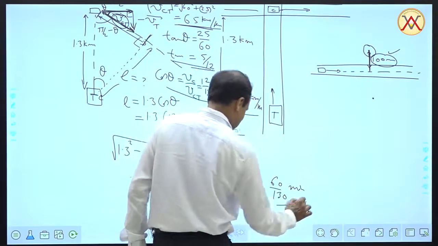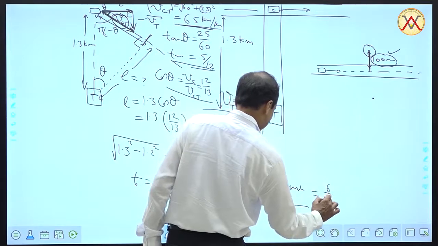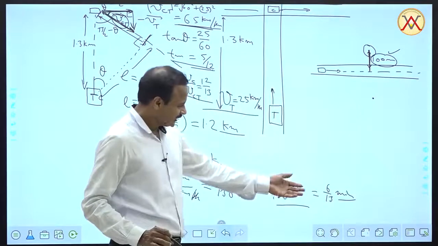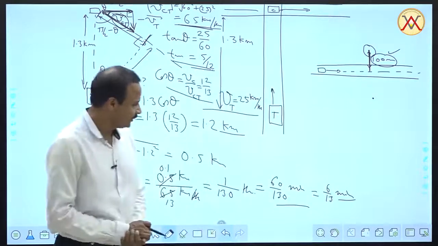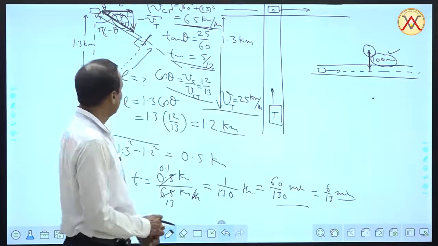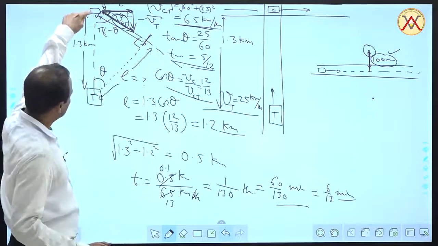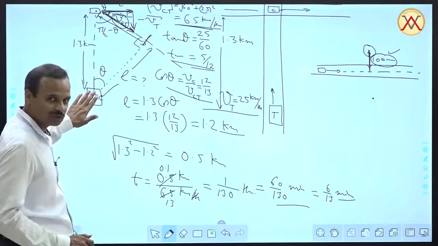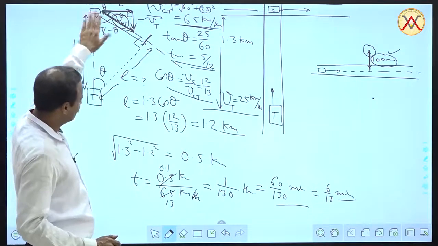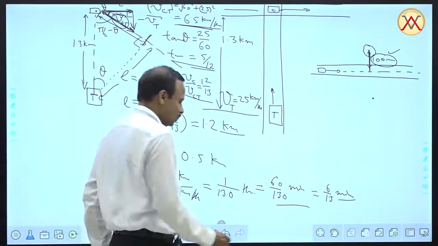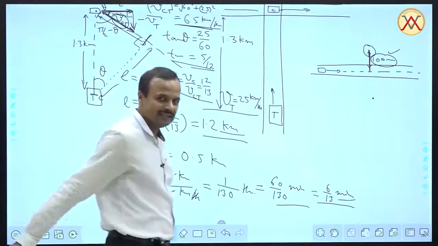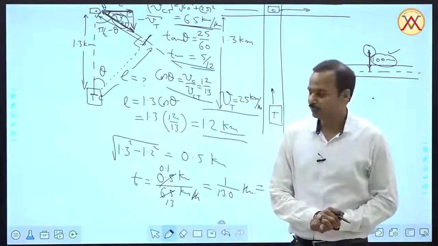All right, so this is how much? 6 by 13 part of a minute. That means slightly less than half a minute it will take the car to reach from here to here relative to the truck. So this is the time when the distance is minimum, and minimum distance is equal to 1.2 kilometers.